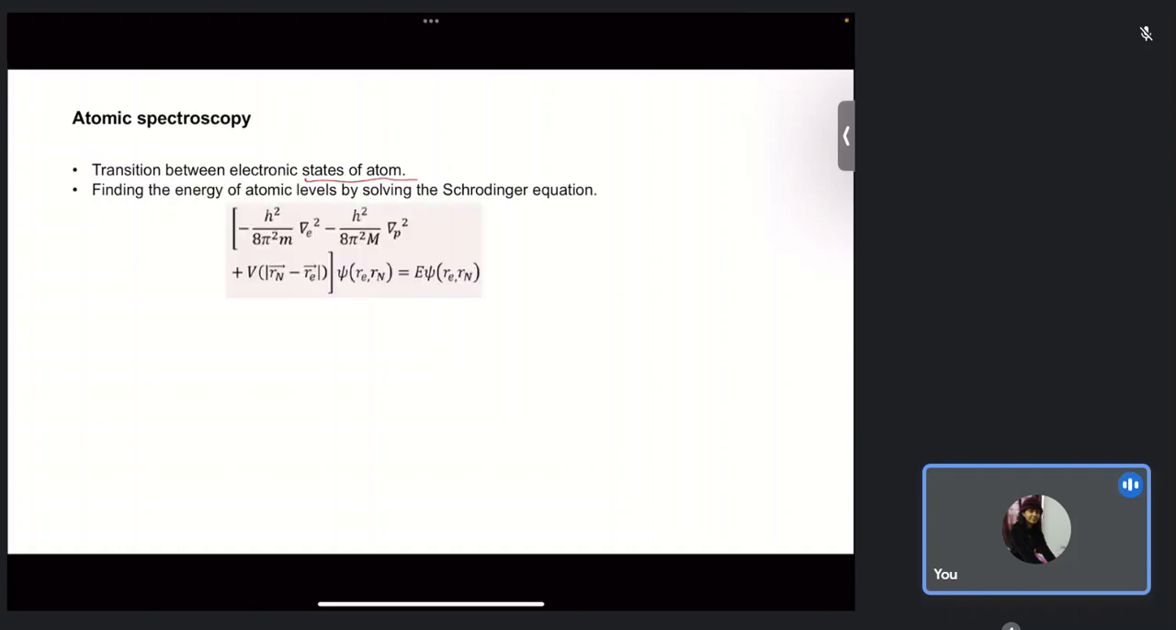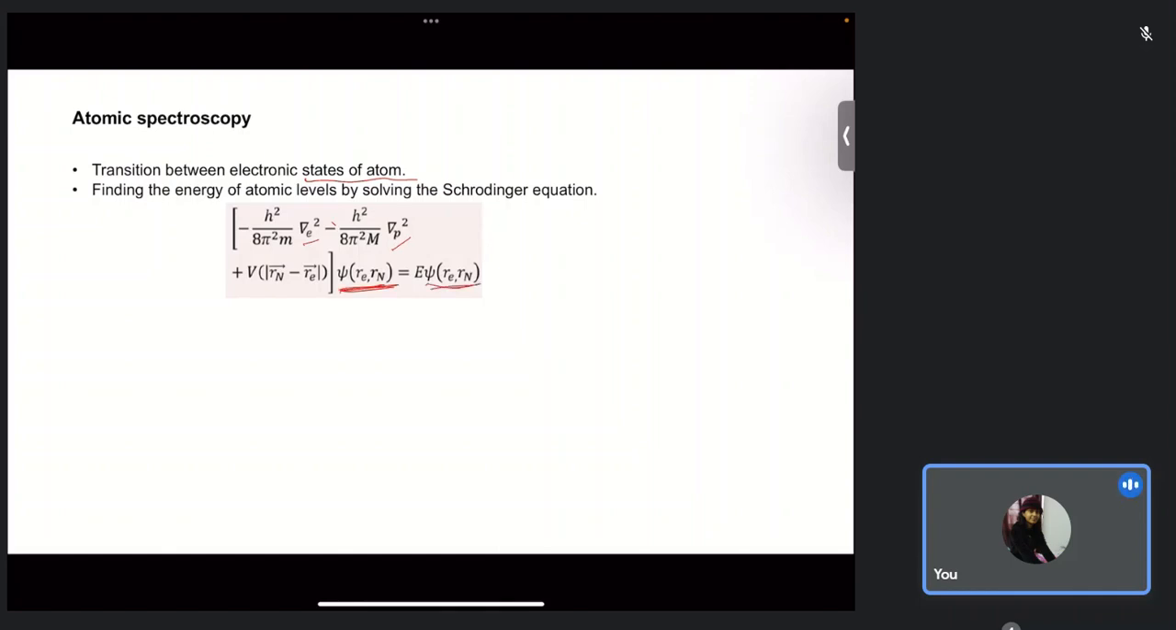So this is the Schrodinger equation which we started with at the beginning of the lecture, where we considered the kinetic energy of the electron and the kinetic energy of the nucleus, and the potential energy of the system to calculate the energy of the system, if we know the wave function associated with the system.